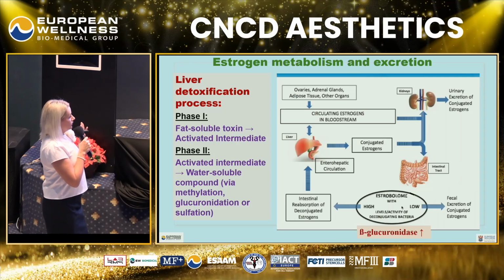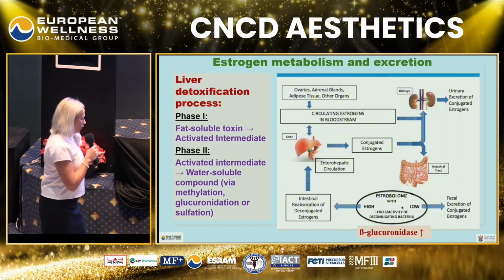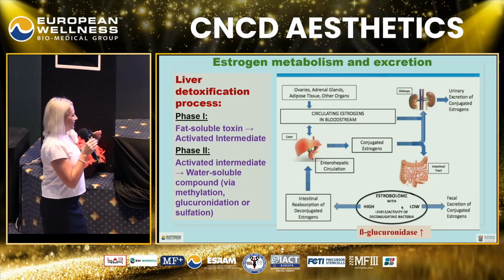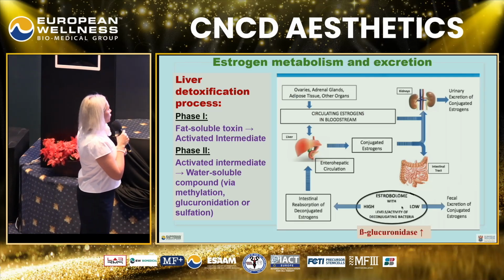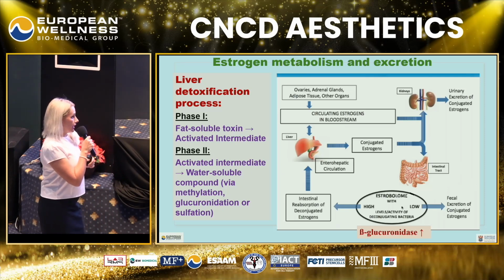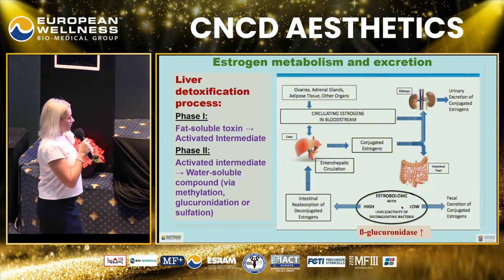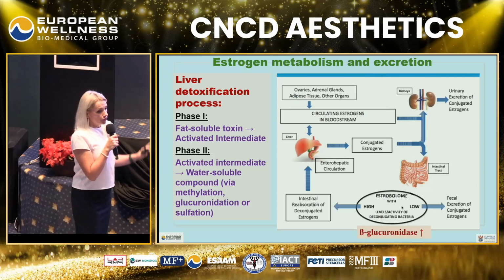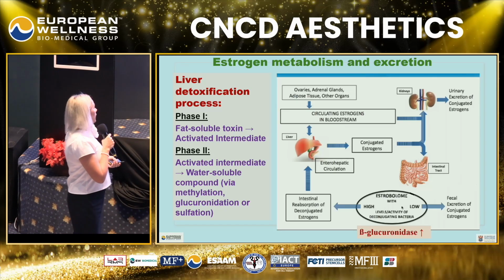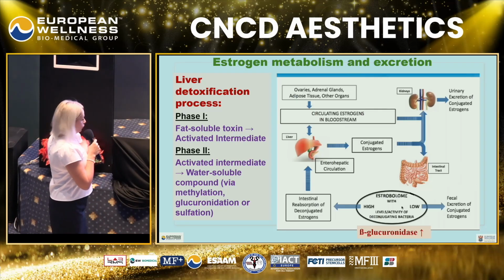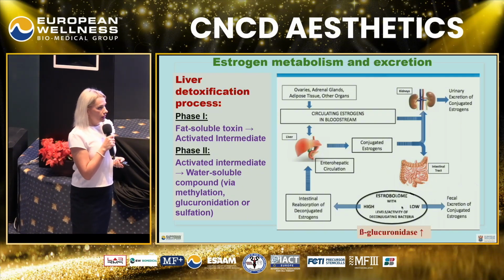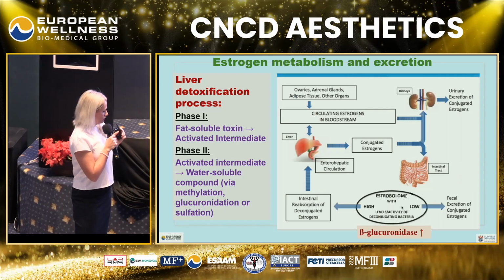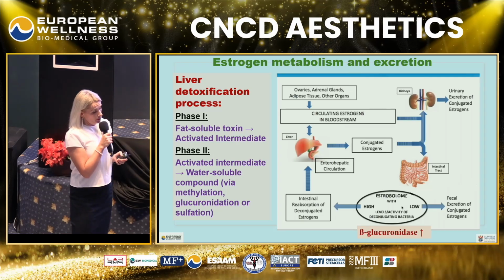The first one is when the fat-soluble substance is being converted to its activated intermediate. This is a reaction of hydroxylation, so a hydroxy group attaching to the molecule, okay? So this is the first reaction. And it is catalyzed by the family of CYP, belonging to cytochromes P450. Important, okay? The next phase is when this activated intermediate is converted to a water-soluble metabolite. That can happen via sulfation or glucuronidation or methylation. Estrogens mostly are converted via the methylation process.